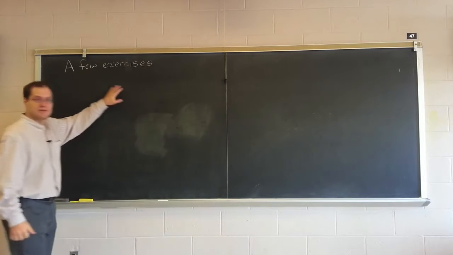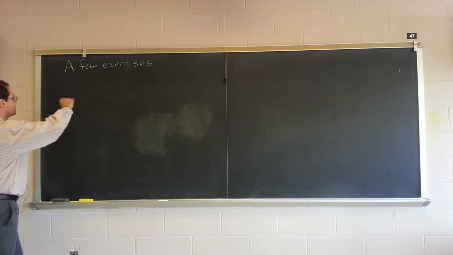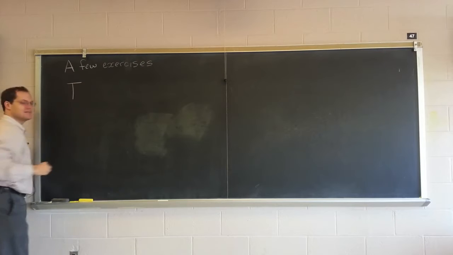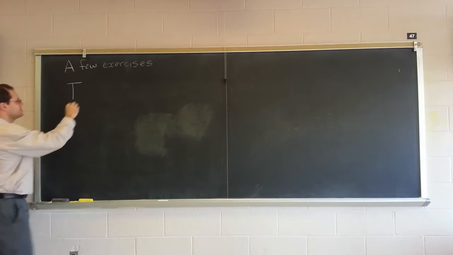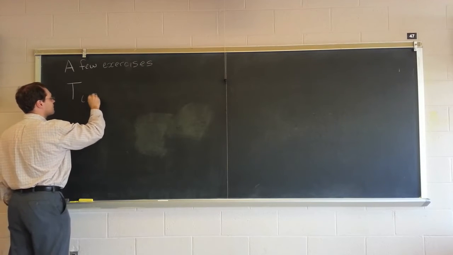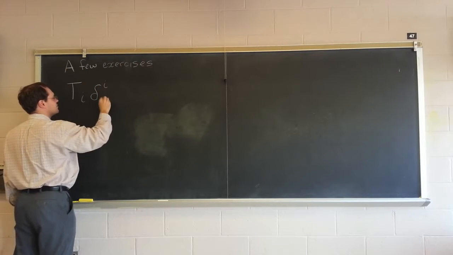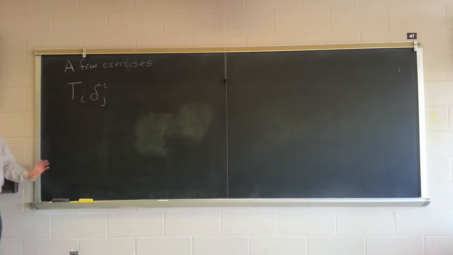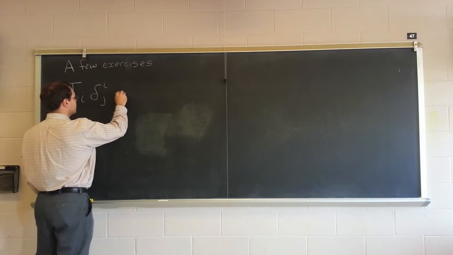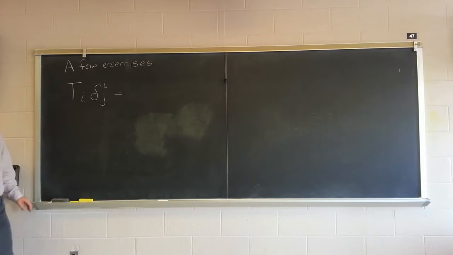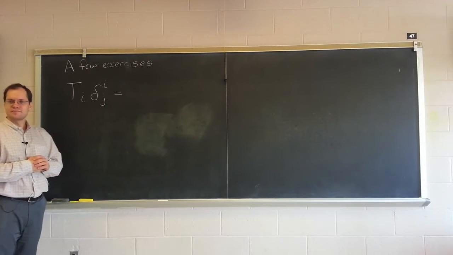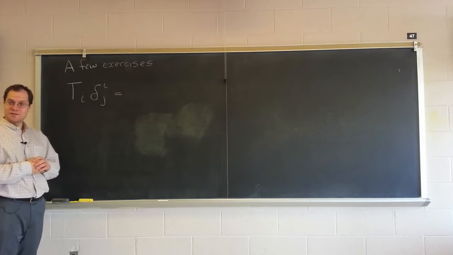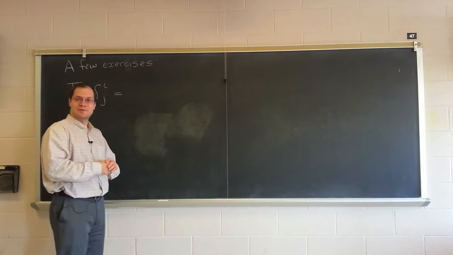So we'll start with a few exercises. I'll just throw them out at you. These are exercises to practice tensor notation, and you'll just tell me the answers. I was going to say as quick as possible, but this doesn't need to be quick. So first we'll start with an expression like this: T_i delta_ij.